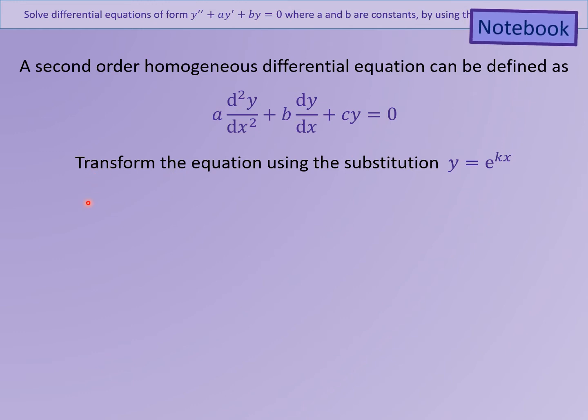What I'd like you to do is transform that equation by using the substitution y equals e to the kx. I know it's for your notebooks, so I want you to get that down. Pause it, grab some scrap paper or your whiteboards, whatever you like, and try using that as your substitution. Think about what y equals, what dy over dx would equal, what d squared y over dx squared would equal, and then substitute them in and see what you get.